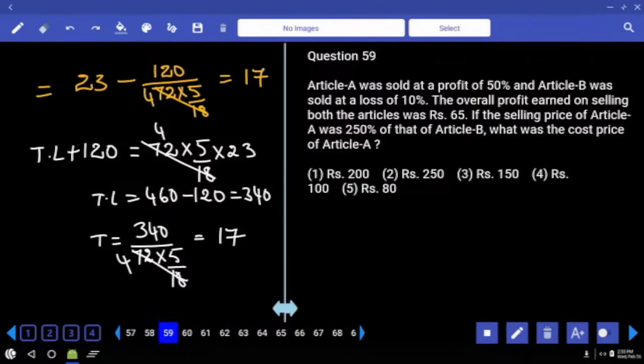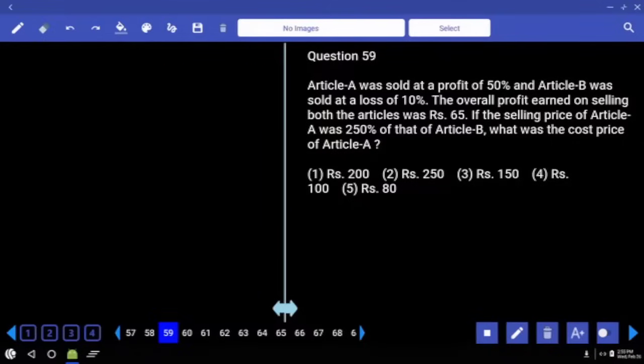Article A was sold at a profit of 50%, B was sold at a loss of 10%. The overall profit obtained, profit earned on selling both articles was 65. The selling price of article A is 250% of that of B. What was the cost price of article A? Okay. So cost price comparison is not given, but 250% comparison. What is this for? Selling price comparison is given. So selling price of A is 250% of B.